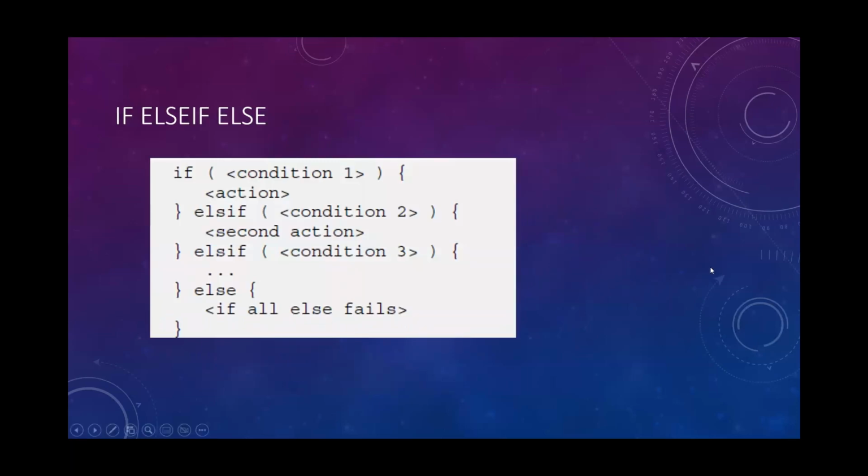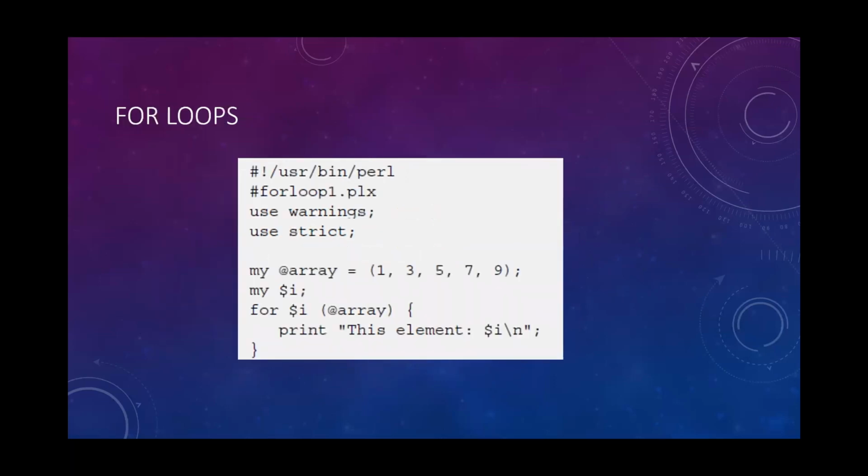We do have an if, else if, and then an else, just like we have in C. So if condition, action, else if, else if, else if. At the very end, we can add that final else, which is our default if all else fails. We use those same curly brackets to indicate our blocks throughout our ifs and else ifs.